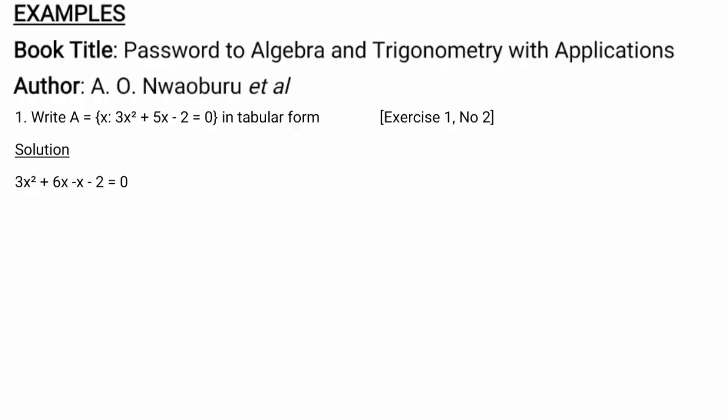Okay, here is our first example. For those who have the book mentioned, it's in number 2 of exercise 1. So A is written as an equation. So we have to solve that equation, and then the values of x become the elements of the set. Being a quadratic, I use my factorization method and split the 5x into 2 factors, which is 6 and minus 1, such that they multiply to give me -6 and add to give me 5.